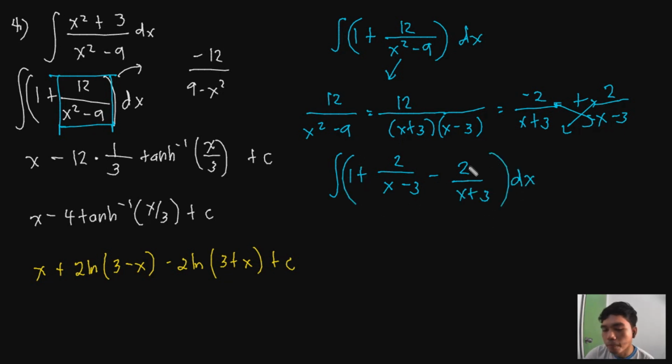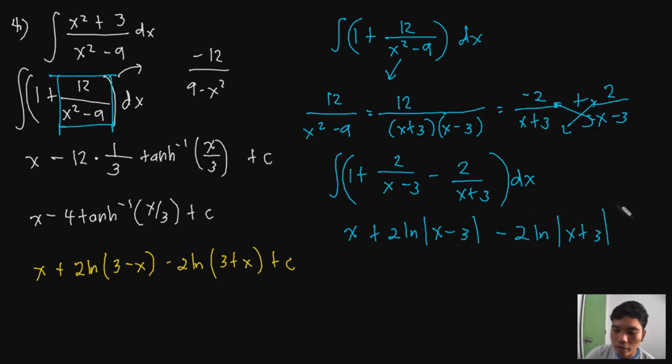And I'll try to integrate. So the antiderivative of 1 would be x, and then this one is plus 2 ln of x minus 3, and then minus 2, and then the ln of x plus 3. Now, di na kailangang i-absolute value. Sometimes you can just use parentheses, okay lang yon. Minsan ay nasanay lang.